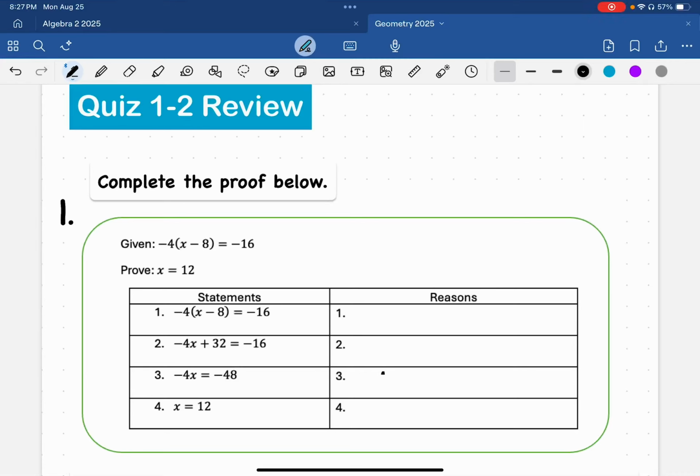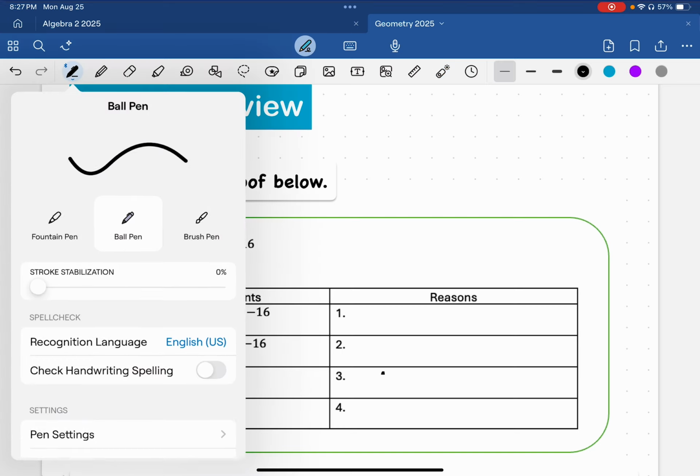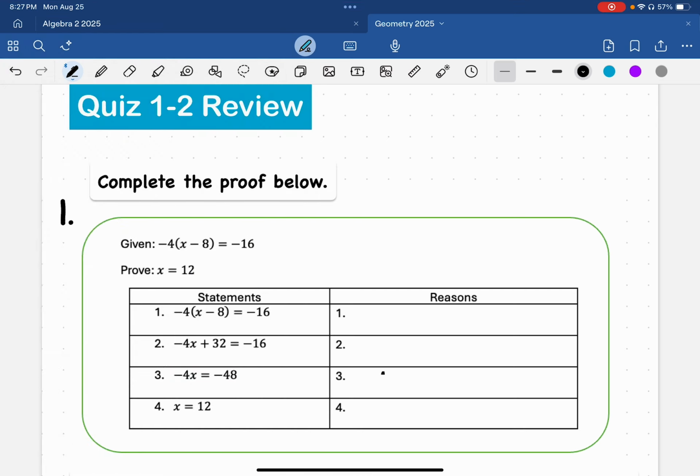Today we went over a review for our 1-2 quiz, which we took in class. Question number 1 on the quiz is going to be a proof. Remember that you're going to look at each of your statements over here, and you're going to figure out a reason for each one. Remember, our first reason is always given, because you've been given a problem to solve.